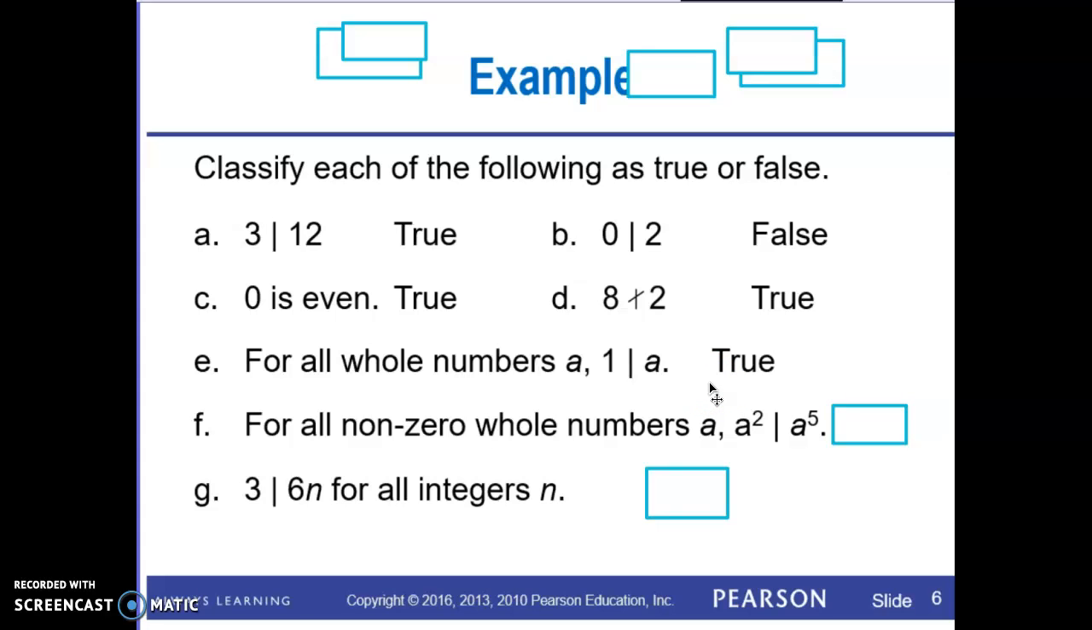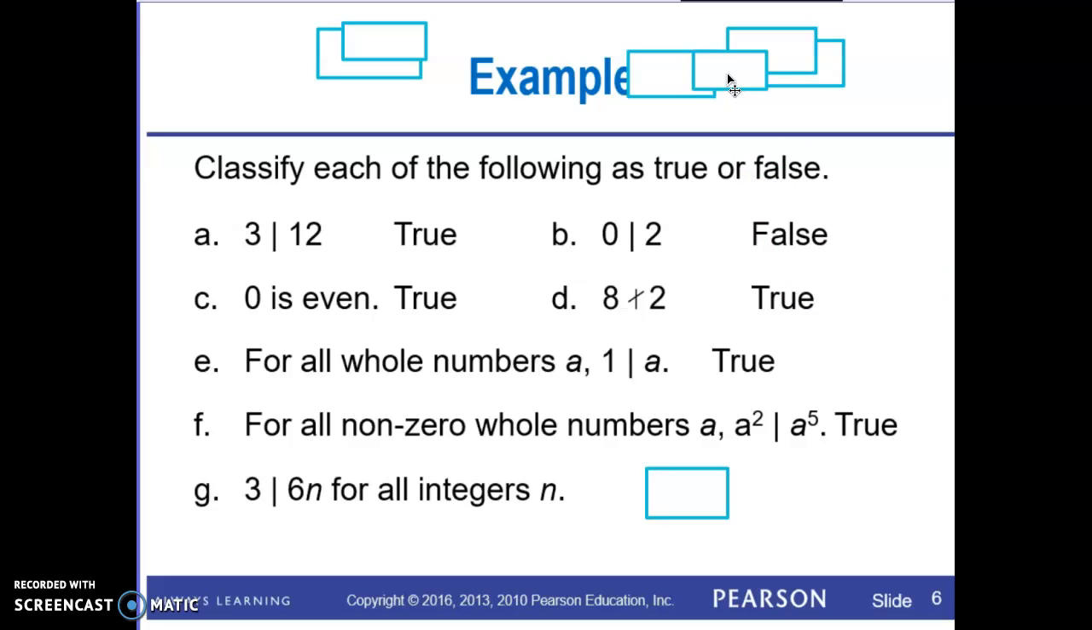For all non-zero whole numbers A, all right, so I've got back to those whole numbers again, only this time, look what it says. It says non-zero, so I'm throwing out 0. I'm only basically doing here the positive integers, 1, 2, 3, 4, 5, 6, on and on forever. A squared divides A to the 5th. Well, that's going to be true. Because I threw out 0, that one works out to be true.